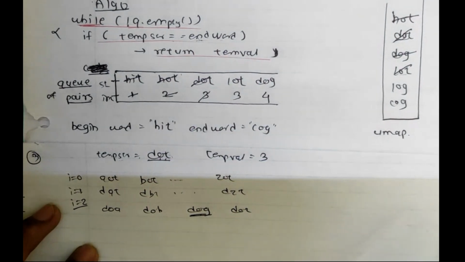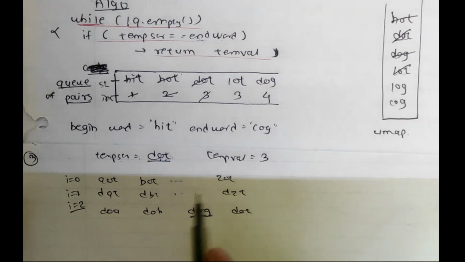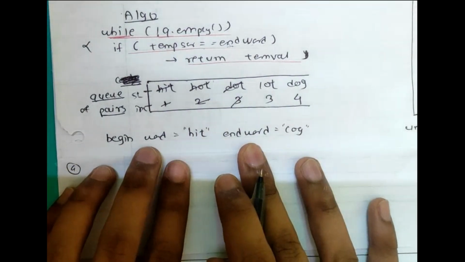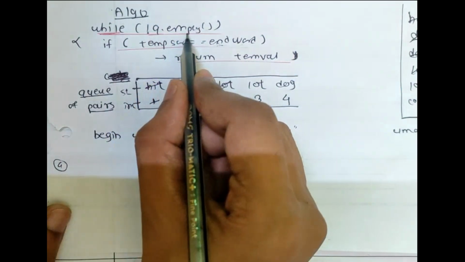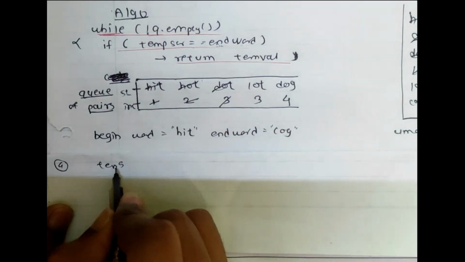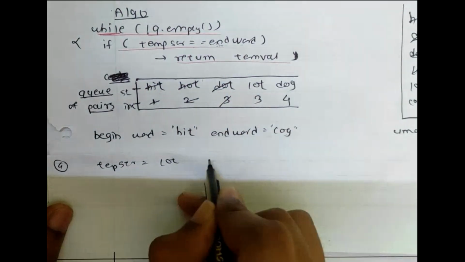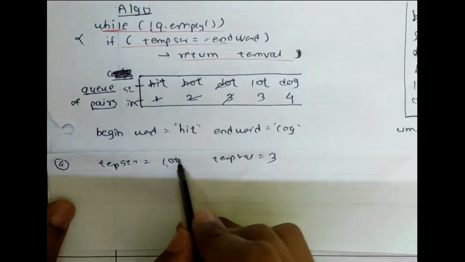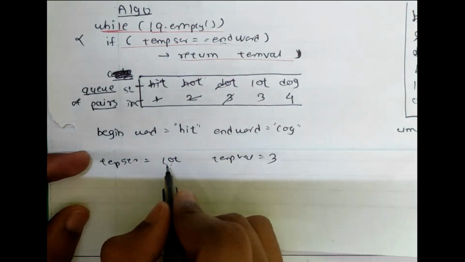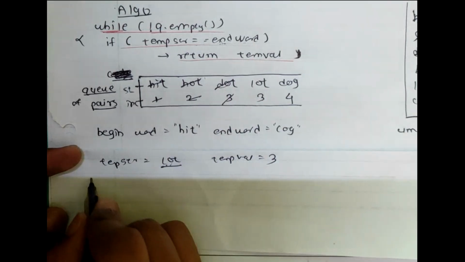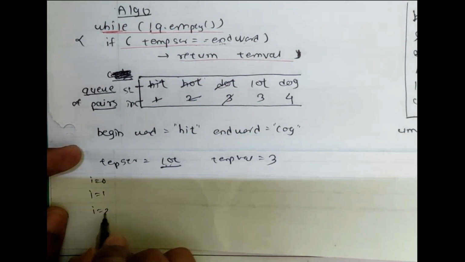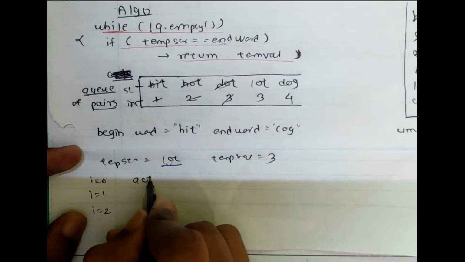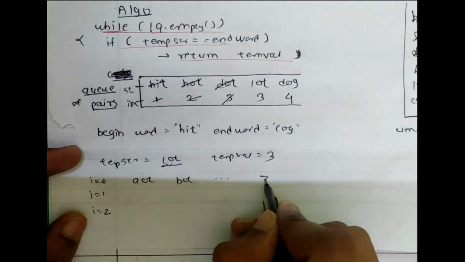So the next will be the fourth part. For the fourth part, is the queue empty? No. So temp str is LOT and temp val is 3. Is temp str equal to the end word? No, LOT is not equal to cog. So the length of temp str is 3. So i starting from 0, i starting from 1, i starting from 2. First character is changed from A to Z. So AOT, BOT, ZOT.